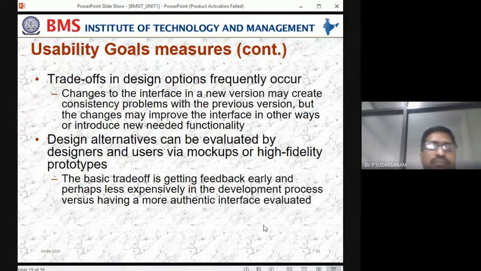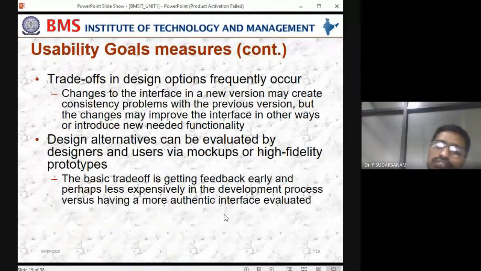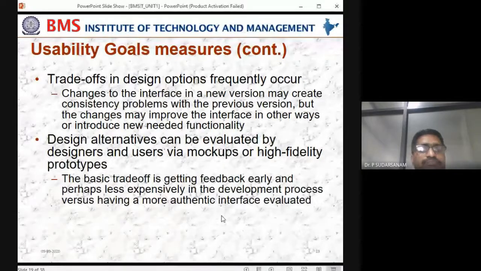Here also it is the same thing. What they are telling is you have to take the feedback: whatever you have implemented, give it to them, let them use it, take the feedback, then implement it. That is the UID side.